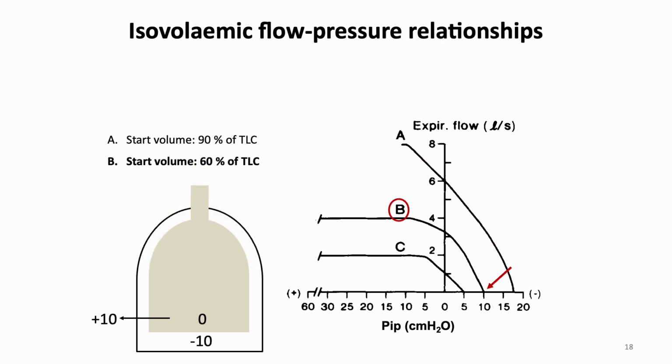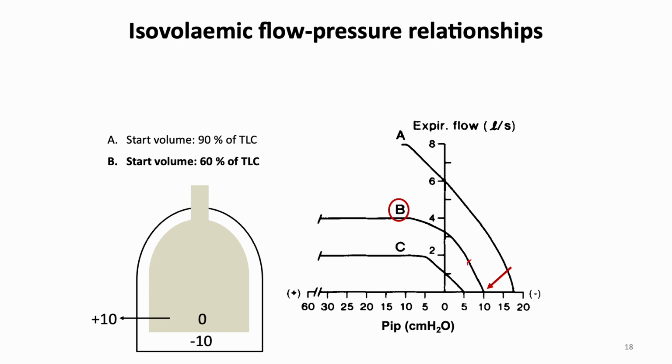Right. So next curve here, B. Now the starting volume is at 60% of total lung capacity. That corresponds to a pleural pressure to start with of minus 10 centimeters of water. What I've shown here is the alveolar pressure just before the expiration, pleural pressure here, and transpulmonary pressure here, which is different between the two. Okay, so a series of forced expirations.